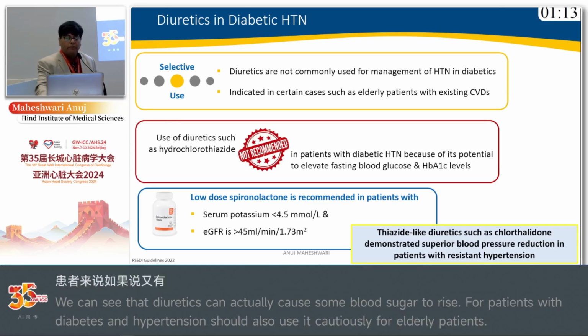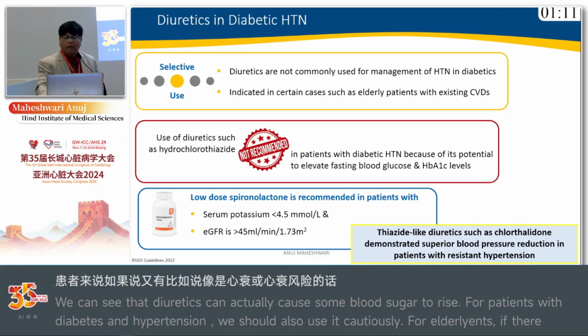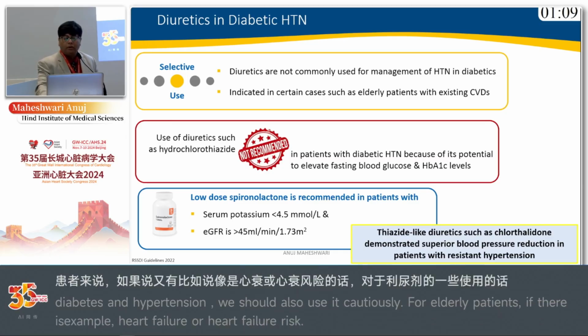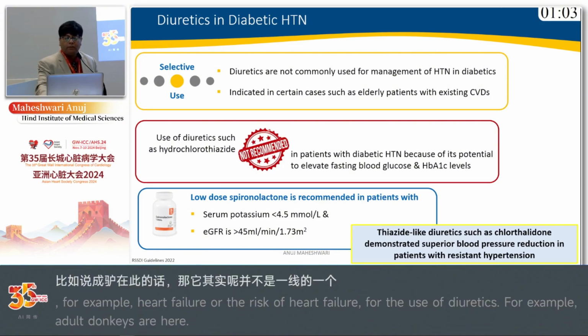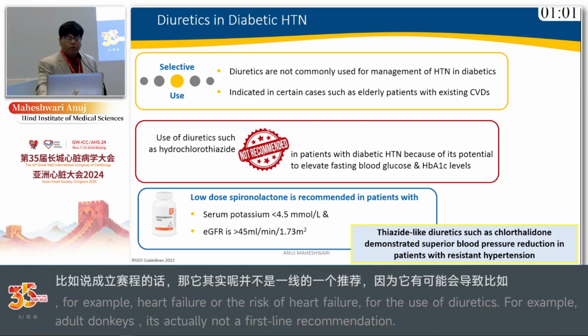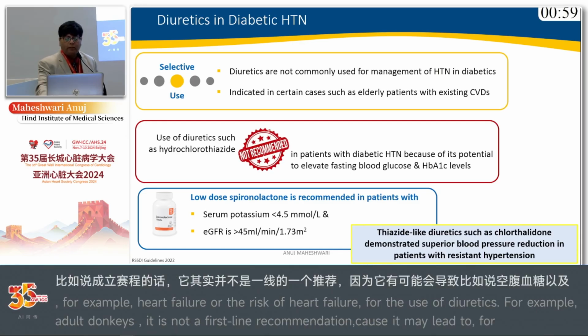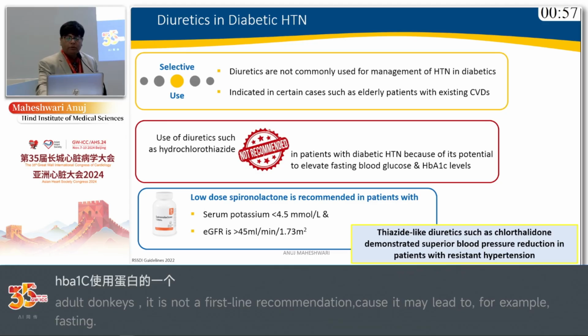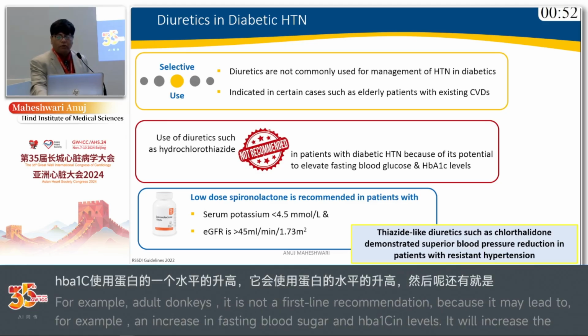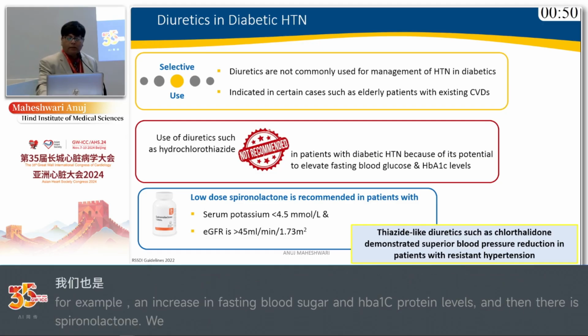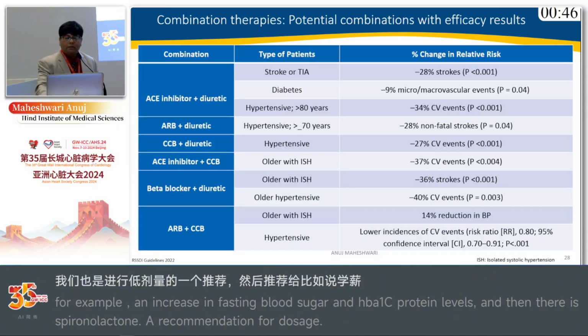Use of diuretics such as hydrochlorothiazide is especially not recommended as first-line management in patients with diabetic hypertension because of its potential to elevate fasting blood glucose and HbA1c levels. Low-dose spironolactone is recommended in patients with serum potassium less than 4.5 and eGFR maintained above 45, and thiazide-like diuretics like chlorthalidone demonstrated superior blood pressure reduction in patients with resistant hypertension.